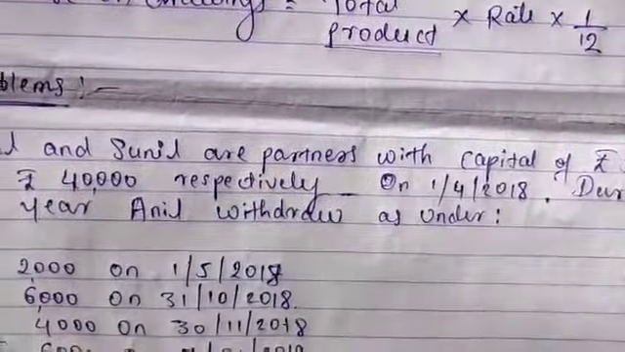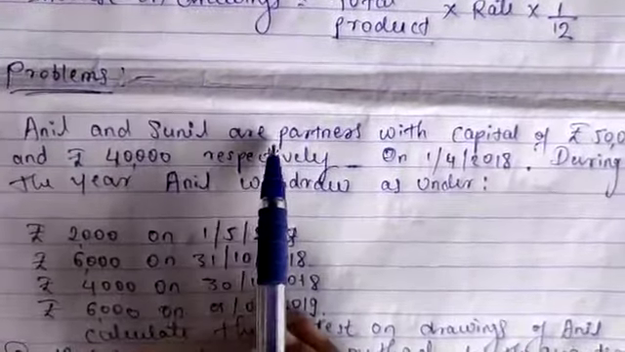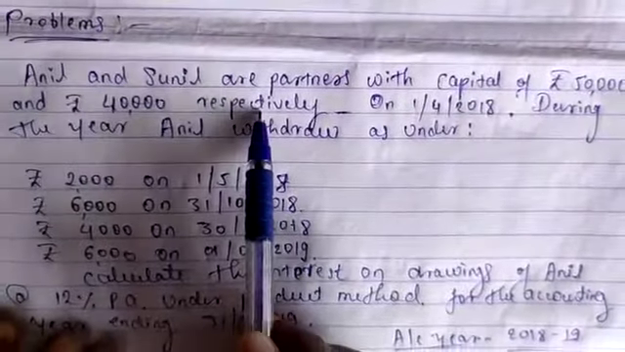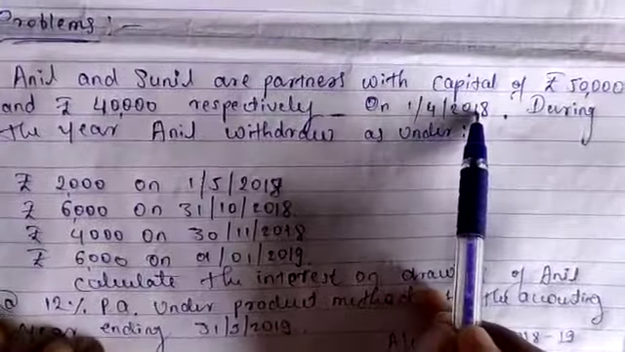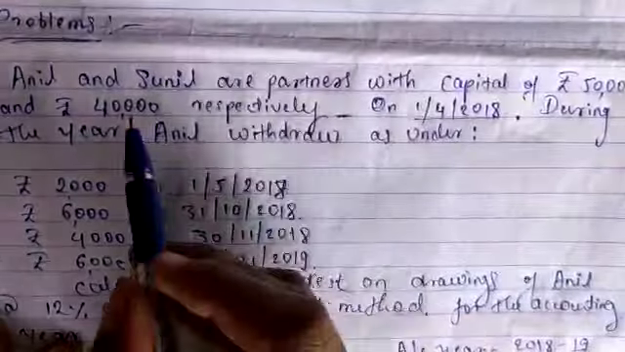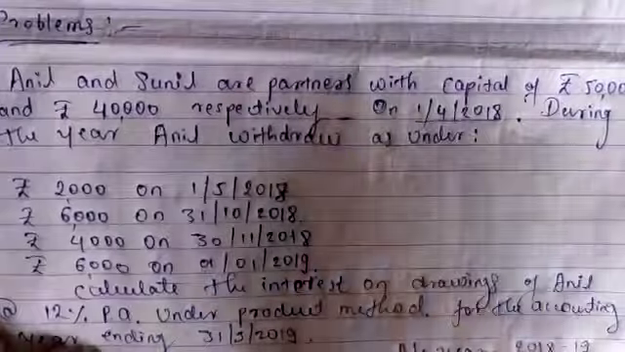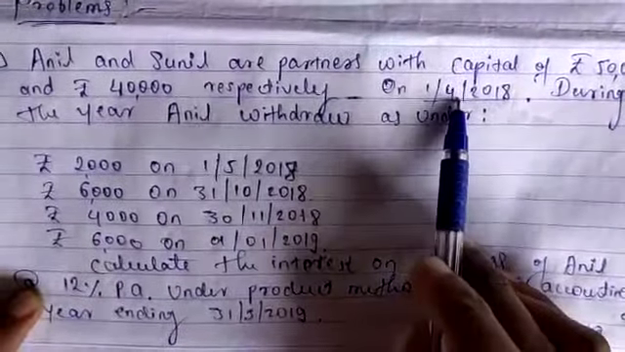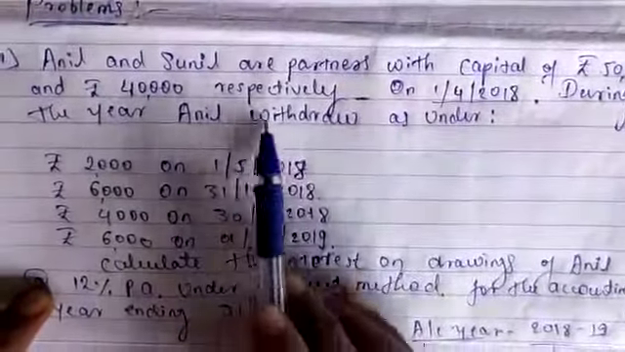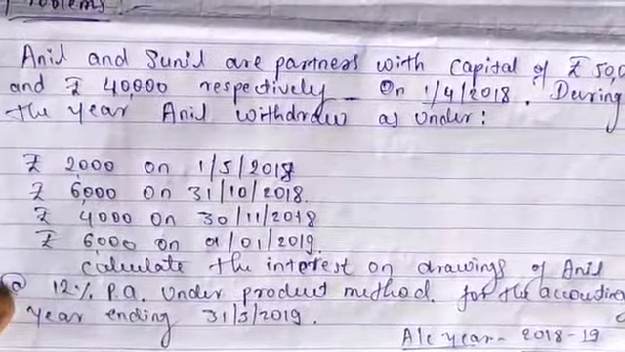So now we are taking one problem. Anil and Sunil are partners with capitals of rupees 50,000 and rupees 40,000 respectively on 1/4/2018. The accounting year started on 1/4/2018, and Anil and Sunil invested 50,000 and 40,000 on that date only. On this day only they started the business and invested the amounts. During that year, Anil withdrew the amounts as under, meaning the following amounts.